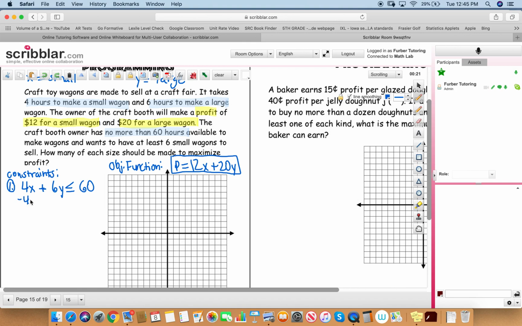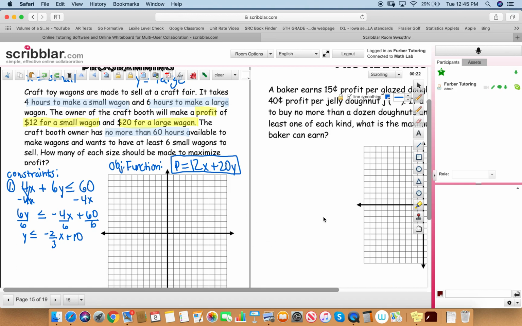So I'm going to subtract the 4X. I get 6Y is greater than or equal to negative 4X plus 60. And I'll divide by 6. And I get Y is less than or equal to negative 2/3 X, the fraction reduces, plus 10.